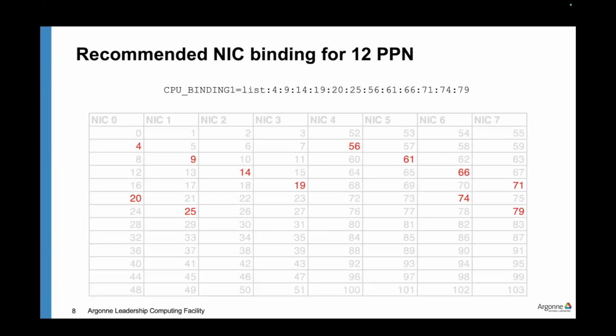So this is again connecting to the previous slide, just to use efficiently all the 8 NICs on Aurora, and this is a recommended CPU binding. So if you are using 12 ranks per node, we use 12 GPUs. So this is just a recommended core to NIC binding where you efficiently use all the 8 NICs.